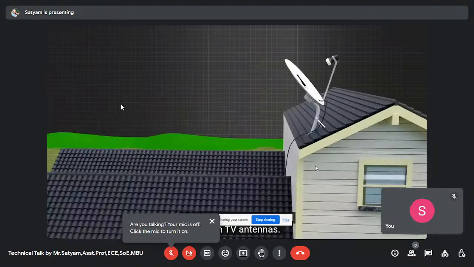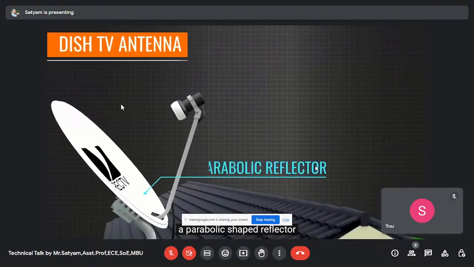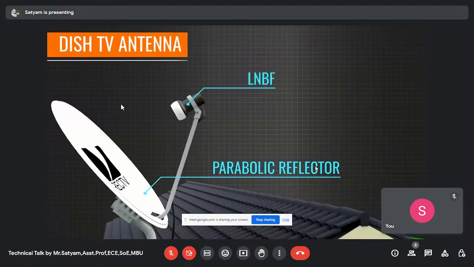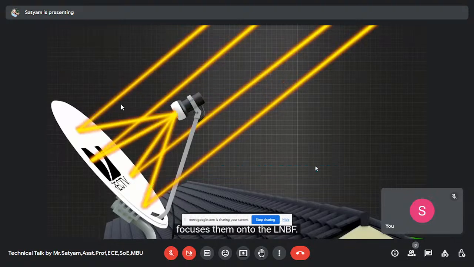Nowadays, we have moved to dish TV antennas. These consist of two main components, a parabolic-shaped reflector and a low-noise block-down converter. The parabolic dish receives electromagnetic signals from the satellite and focuses them onto the LNBF. The shape of the parabolic is very specifically and accurately designed.